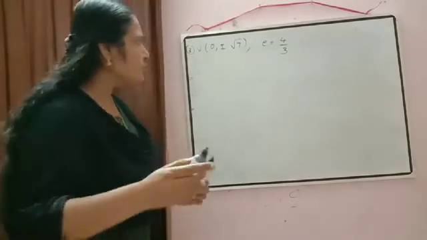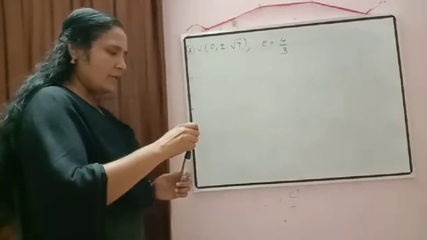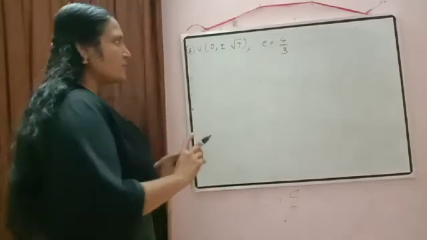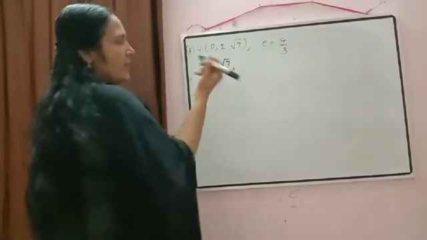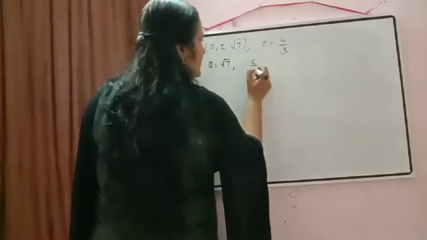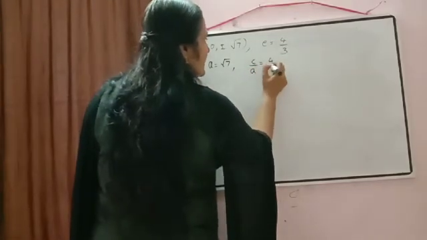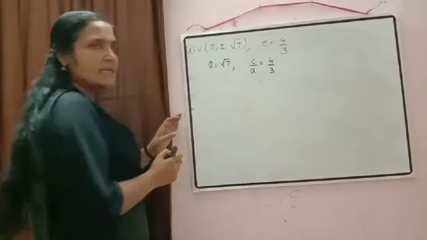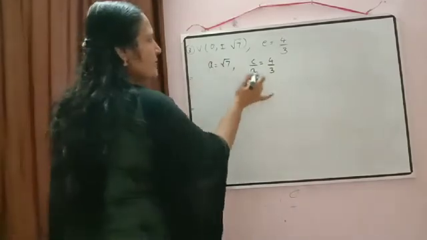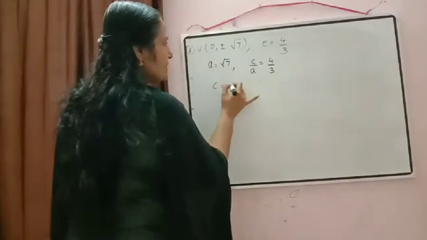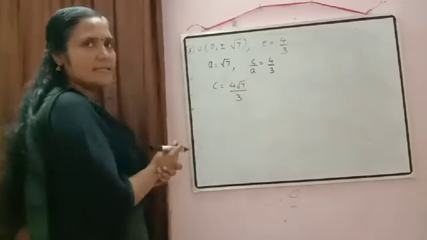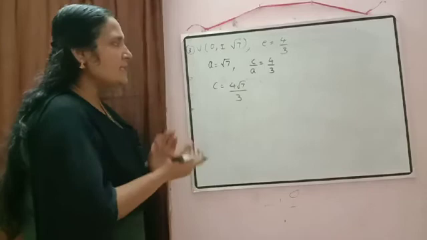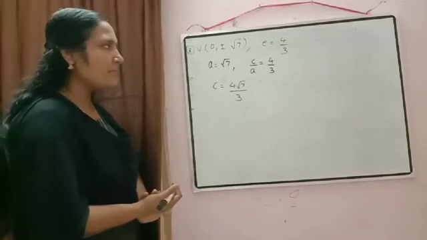Vertices is given means what is given? Yes, value of a is given. So write down there a is equal to root 7 and e is equal to, e means what is that? c by a is equal to 4 by 3 is given. Value of a is given, substitute there, then what we will get? c is equal to 4 root 7 by 3. Correct? We got c is equal to 4 root 7 by 3.